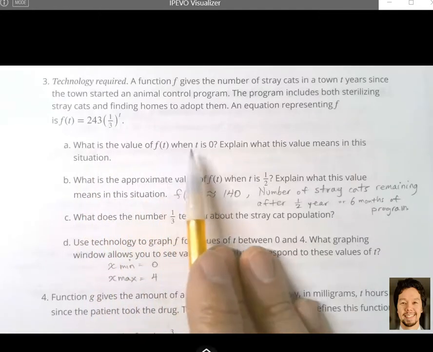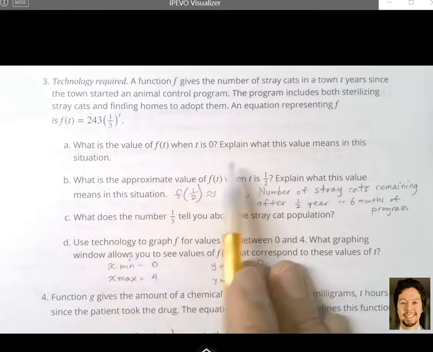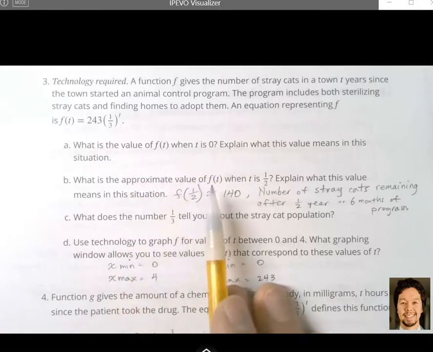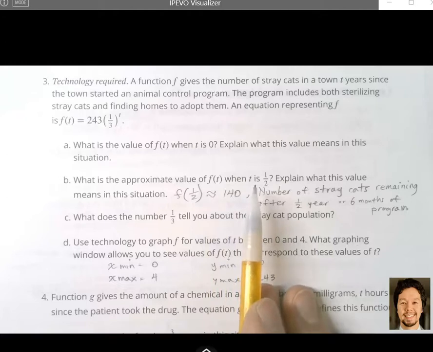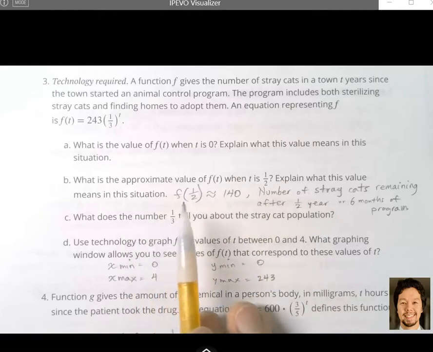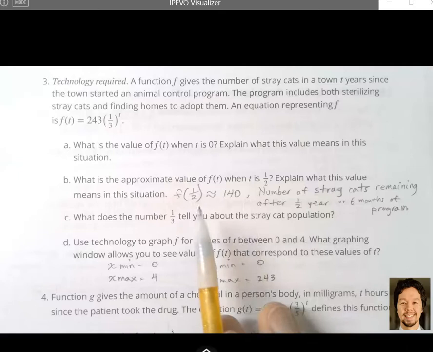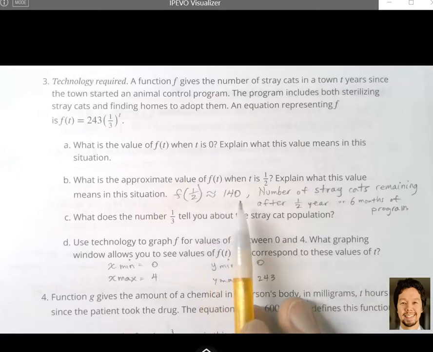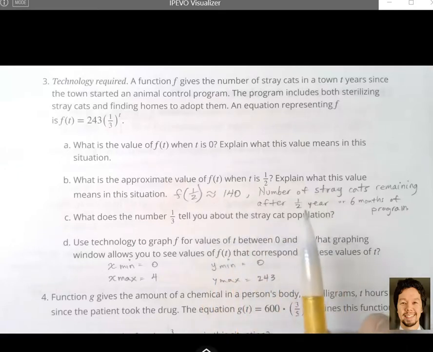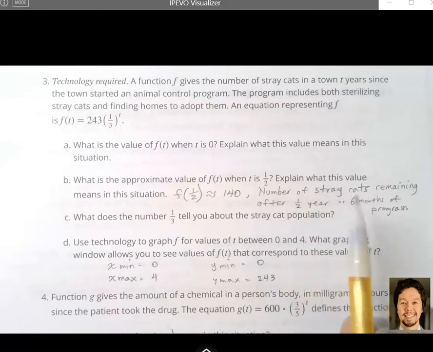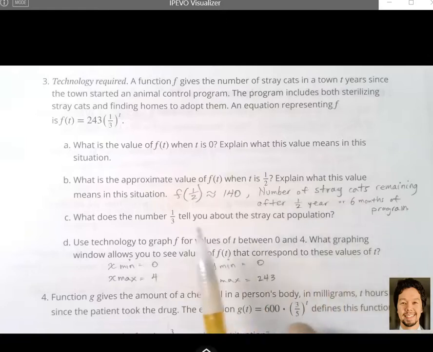What is the value of f of t when t is 0? You can answer that, no problem. What is the value of f of t when t is 1/2? Explain what this means in this situation. So we have f of 1/2 is approximately 140. Now I did this on the calculator, and it's the number of stray cats remaining after 6 months of the program. What does the number 1/3 tell you about the stray cat population?